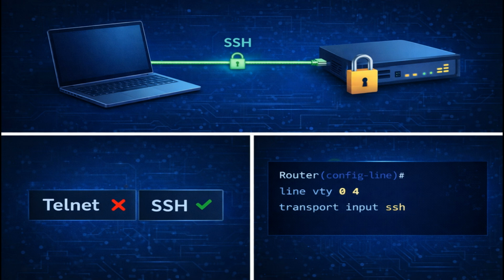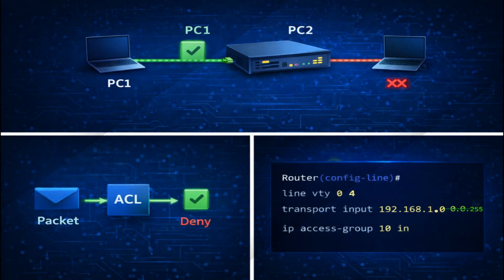To restrict who can access remotely, access-class 10 in. This applies an access list to VTY lines. Next, we'll learn access control lists, how to permit and deny traffic like a firewall. Stay tuned. Access control lists help control network traffic.